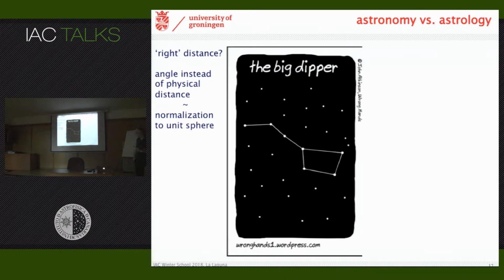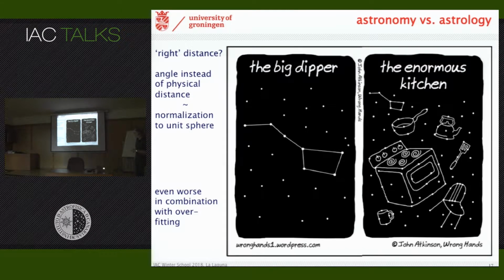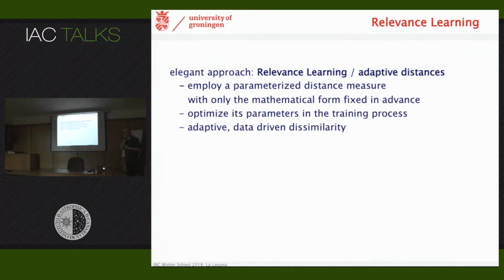If you over-interpret your data, instead of the Big Dipper, you get, for instance, the enormous kitchen, because you assign every little detail to some meaning, which is total nonsense. And all that because you're using a wrong distance measure and you're over-interpreting your data. Okay. So we have to be careful about using exotic distance measures or different distance measures, and we have to check whether this really makes sense, what we are doing. There's a very elegant approach to choosing a distance measure, which is called relevance learning.